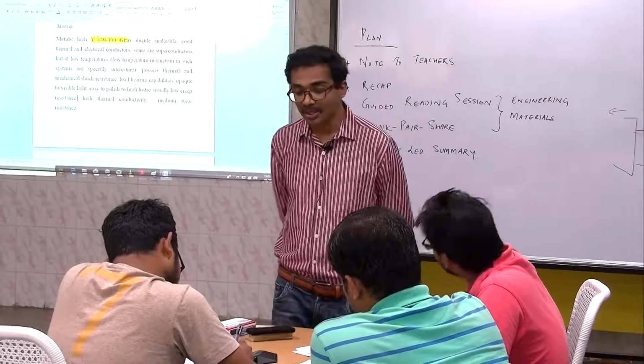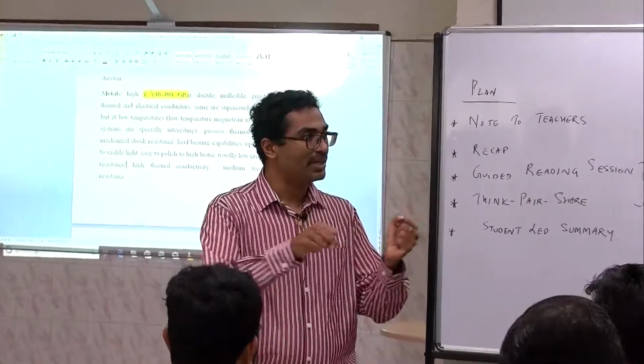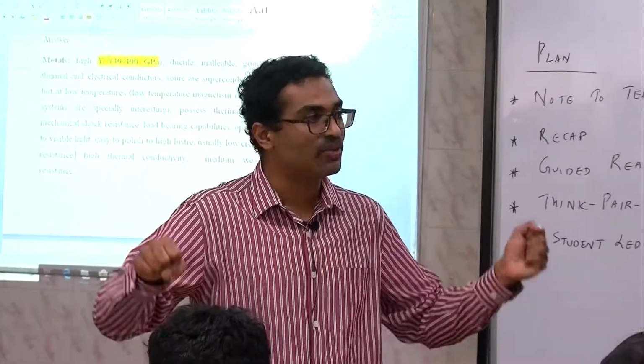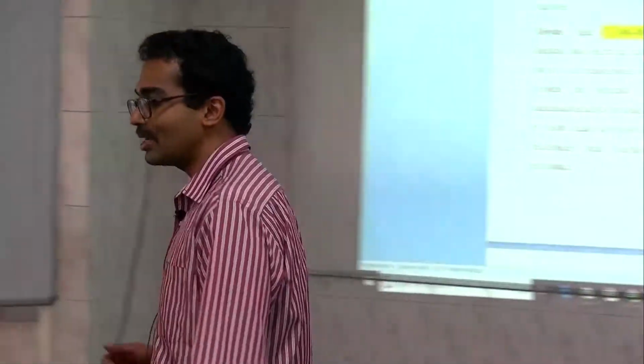They usually tend to have low creep resistance, which means if you heat a metal to a fairly high temperature and there is a load acting on it, it starts flowing. Eventually it continues to flow. So creep is a kind of flow, it's actually time dependent deformation. How much the flow happens depends upon the time over which this metal, heated to a high temperature, is left. High thermal conductivity and medium wear resistance. All right, very good. Next is ceramics.